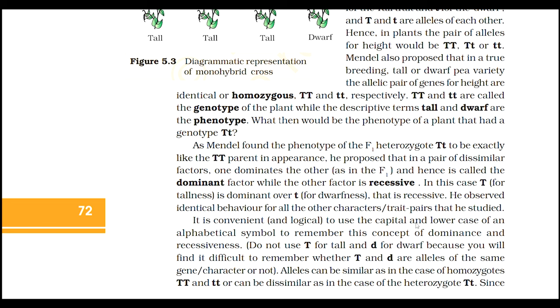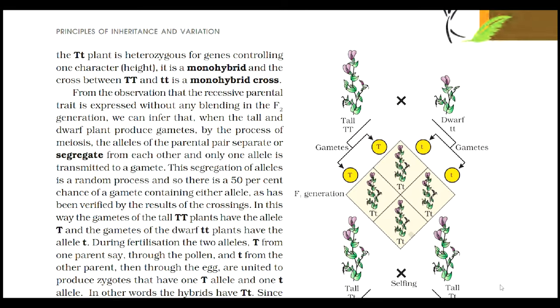It is convenient and logical to use the capital and lower case of an alphabetical symbol to remember this concept of dominance and recessiveness. Do not use capital T for tall and small d for dwarf, because you will find it difficult to remember whether capital T and small d are alleles of the same gene or character or not. Alleles can be similar, as in the case of homozygotes, capital T capital T and small t small t, or can be dissimilar, as in the case of heterozygote, capital T small t. Since the capital T small t plant is heterozygous for genes controlling one character, which is height, it is a monohybrid, and the cross between capital T capital T and small t small t is a monohybrid cross.